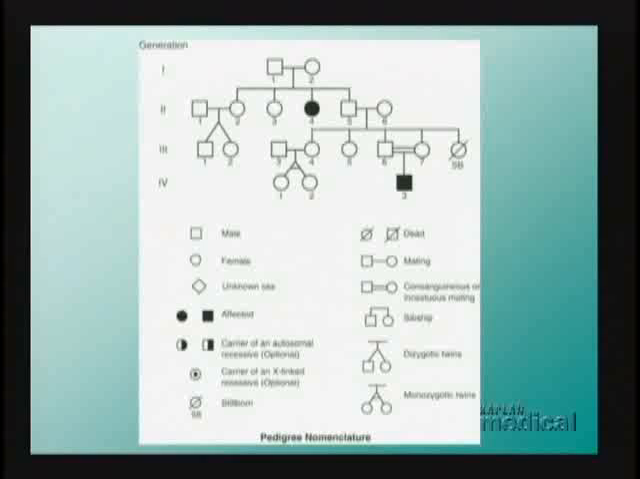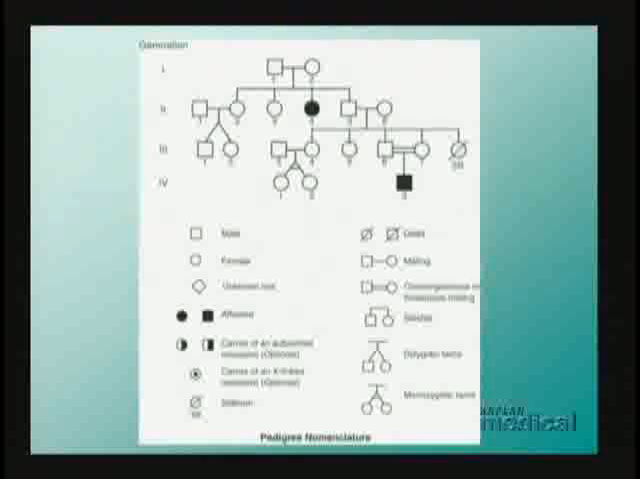If the symbol is completely open, that means that the individual does not have the symptoms of the genetic disease, that is, they are normal. If the symbol is completely filled in, that person does have the symptoms of the disease, they are affected by the disease. Sometimes we indicate the carriers for genetic diseases, but this is optional and you will not always see this on your test questions.